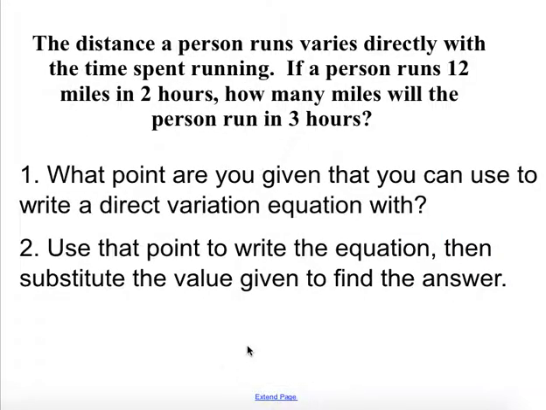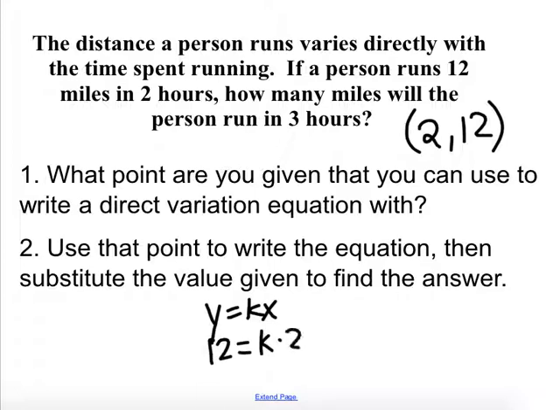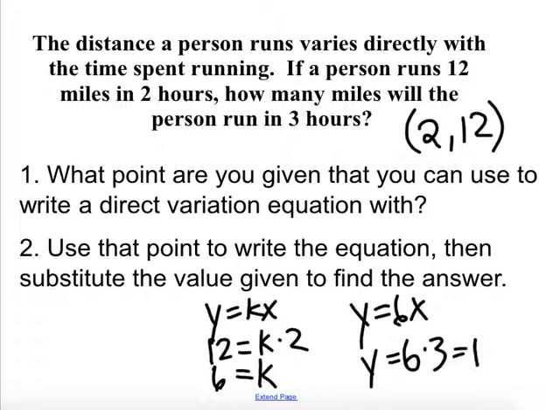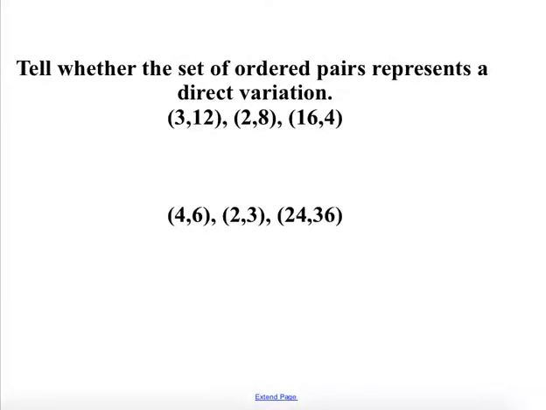All right, another example. The distance a person runs varies directly with the time spent running. If a person runs 12 miles in 2 hours, how many miles will the person run in 3 hours? Well, we're actually given a point, (2, 12). So we can plug it into our equation, y equals kx, so that we can say 12 is equal to k times 2. So we divide by 2 and see that k is 6, so we have our equation y equals 6x. And then if we want to know 3 hours, we can say x would then be 3, so we have 6 times 3, or 18 miles. Okay, and we can do this for 100 miles, 1,000 miles, 1,000,000 miles.